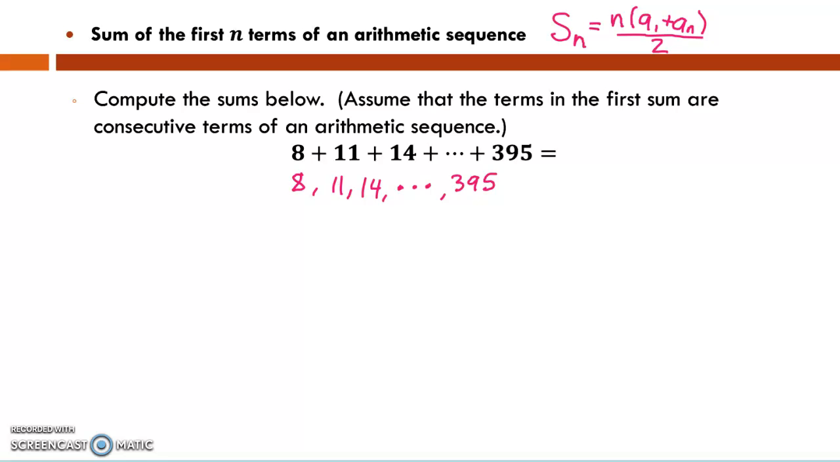What do we need to know for this formula? We need to know n. We don't know n yet. We need to know our first term. Our first term is just 8. And we need to know our last term, or a sub n. Well, that is 395. It's the last term we're going to be adding. So how can I find n?